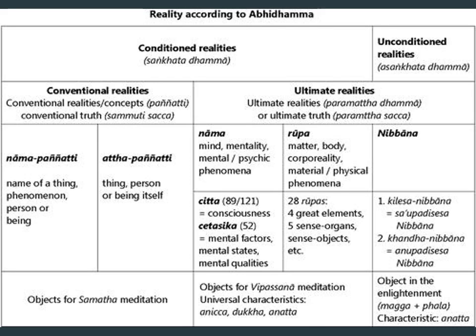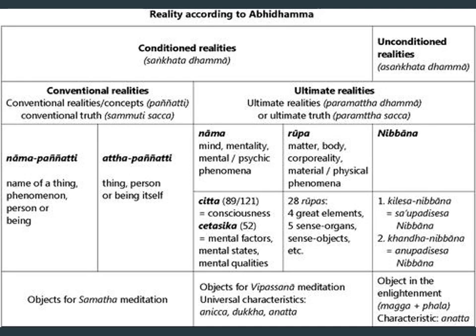Reality according to Abhidhamma. At the top, we have conditioned reality, Sankhata Dhamma, that's 81 classes. And then unconditioned reality, Asankhata Dhamma, that's 1 class, right? And then we have conventional realities and ultimate realities. Conventional realities make use of conventional concepts, speaking about conventional truth, like the name of a person, a phenomenal person or being. And then ultimate realities are Paramattha Dhamma, and it speaks about ultimate truth, Paramattha Satya. So now this is what we are looking at.